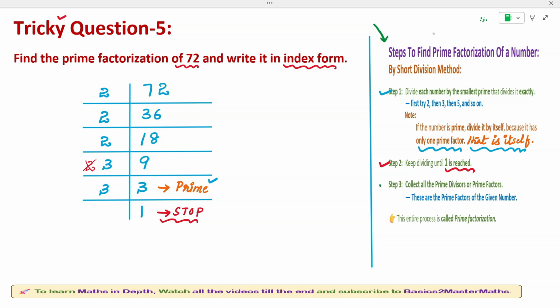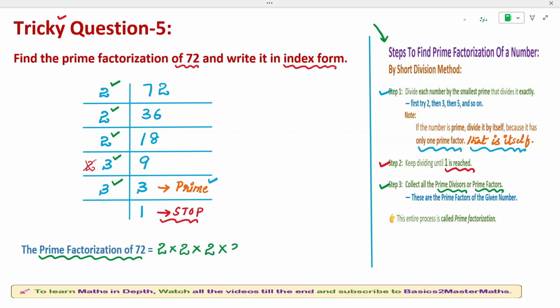Step 3. Collect all the prime divisors or prime factors. In this case, they are 2, 2, 2, 3 and 3. Therefore, the prime factorization of 72 equals 2 multiplied by 2 multiplied by 2 multiplied by 3 multiplied by 3.